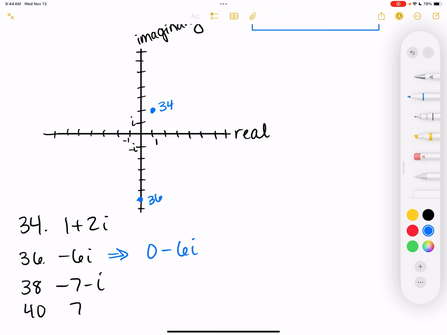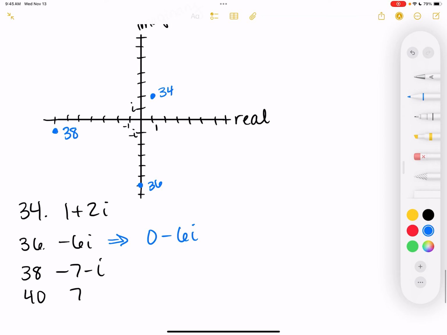All right, negative 7 minus i. So I go to negative 7 on the real, and then minus i, so down 1. And that's problem 38. And then problem 40 is just 7, so that just means I go to 7 on the real.